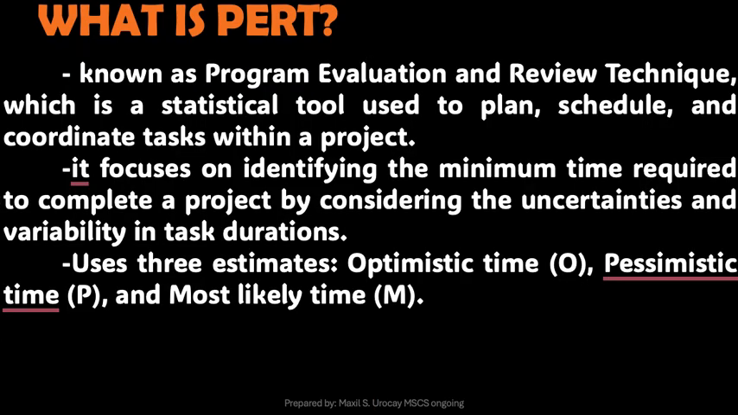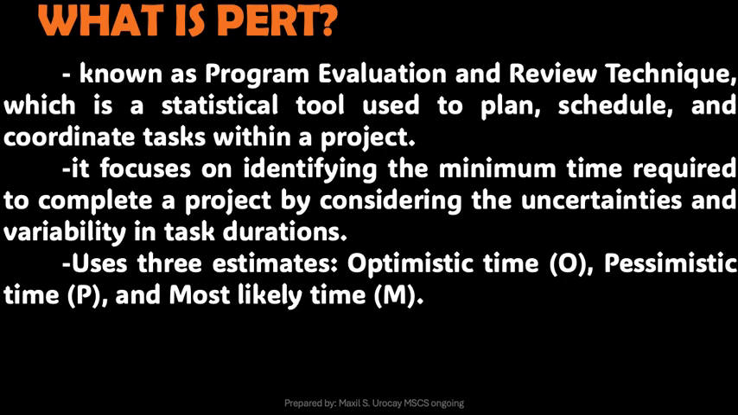So the PERT chart is known as the Program Evaluation and Review Technique, which is a statistical tool used to plan, schedule, and coordinate tasks within a project. It focuses on identifying the minimum time required to complete a project by considering the uncertainties and variability in task duration. It uses three estimates: the optimistic time, known as O, the pessimistic time, known as P, and the most likely time, known as M.